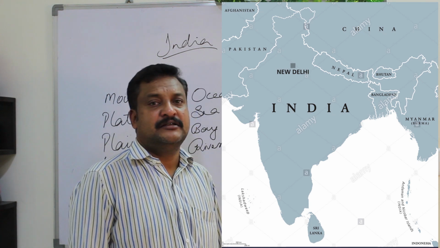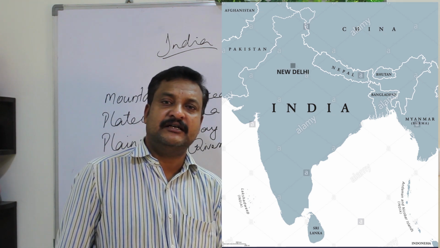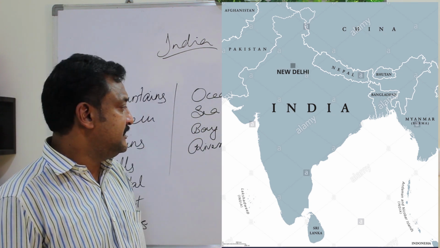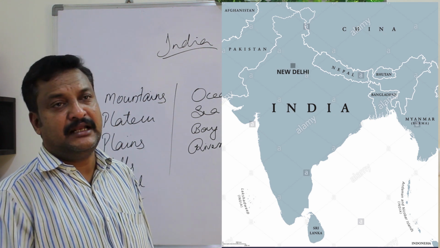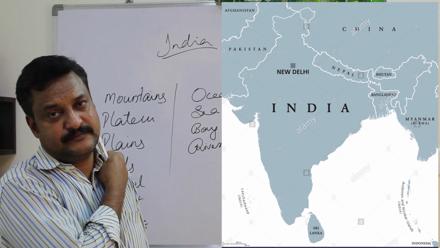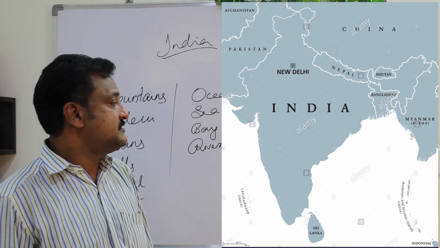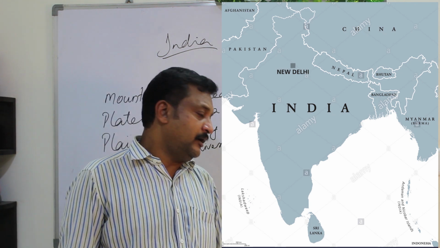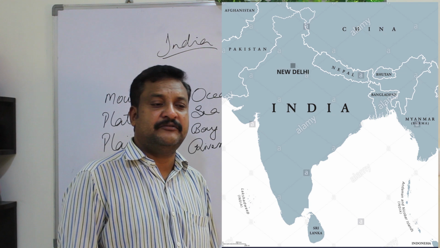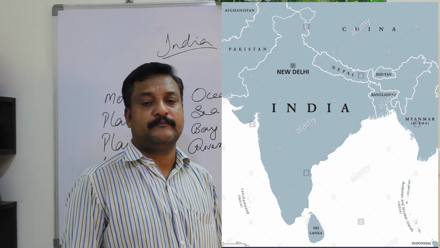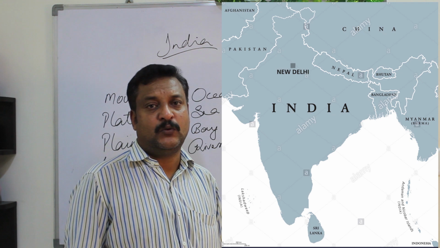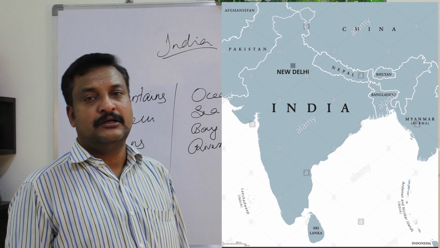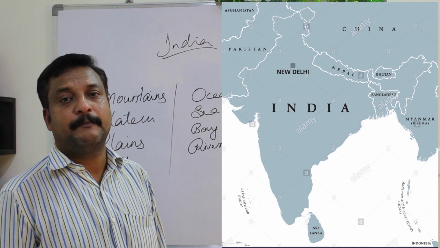On the west again, just like we have Bay of Bengal on the eastern side, on the western side we have the Arabian Sea. And above Arabian Sea on the land we have Pakistan. And on the north we have the Himalayan mountains, and above that we have the country China. Okay, so I'll leave you for 1 minute. Observe the map and look at the major boundaries of India.